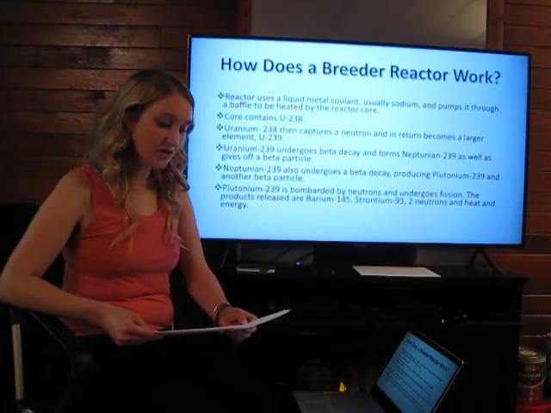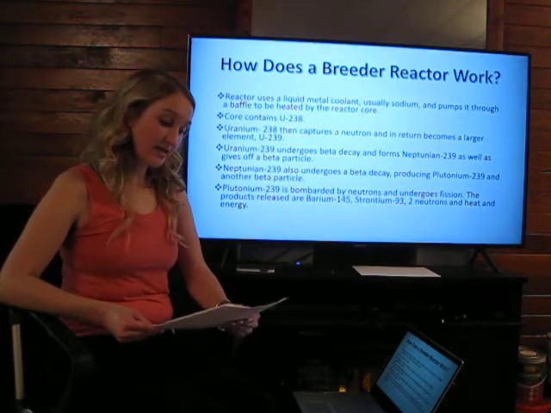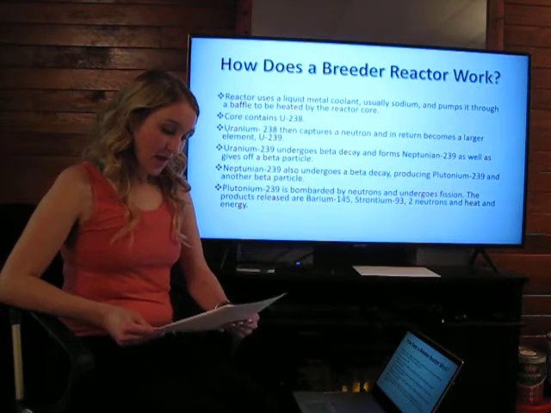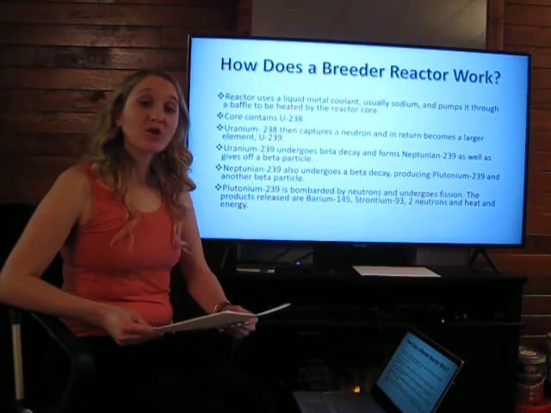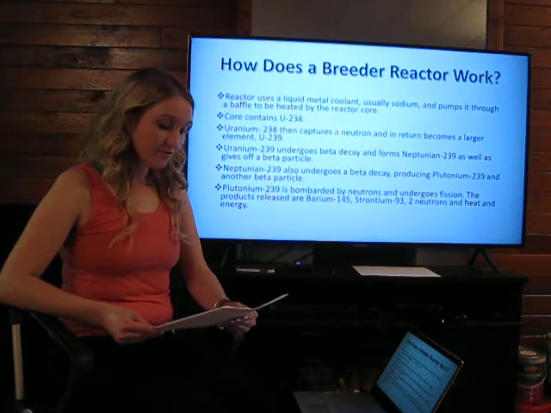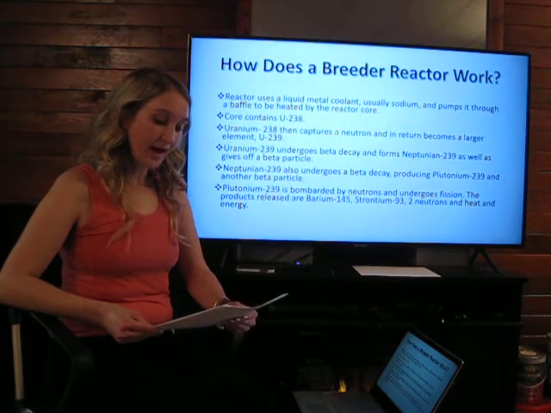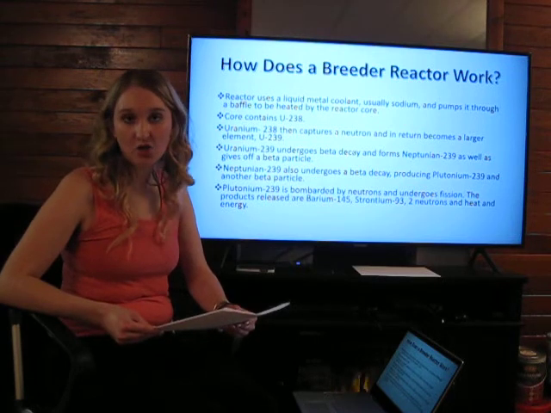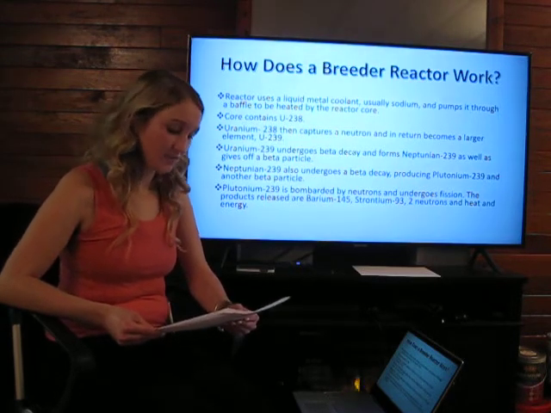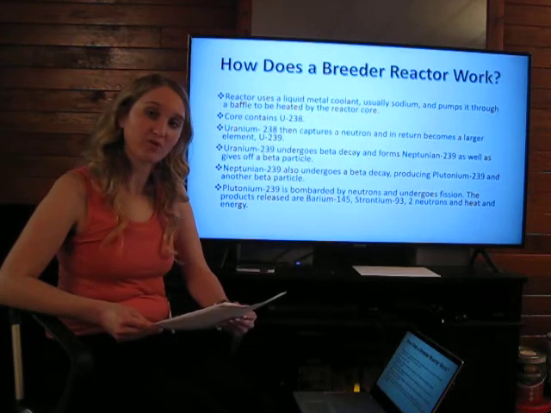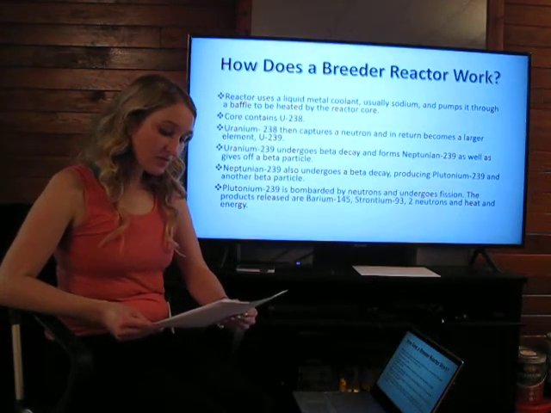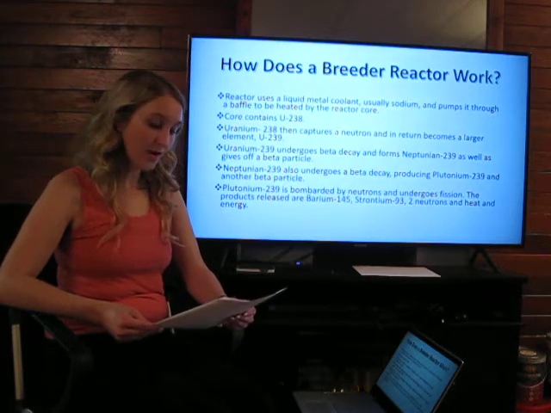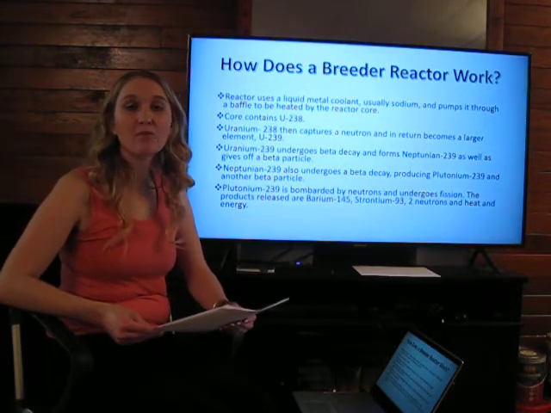Uranium-238 then captures a neutron and in return gets a larger element, uranium-239. Uranium-239 then undergoes beta decay and forms neptunium-239, as well as giving off a beta particle, which is essentially an electron with an atomic number of -1. So it's just the opposite of a proton. Neptunium-239 also undergoes beta decay, producing plutonium-239 and another beta particle.